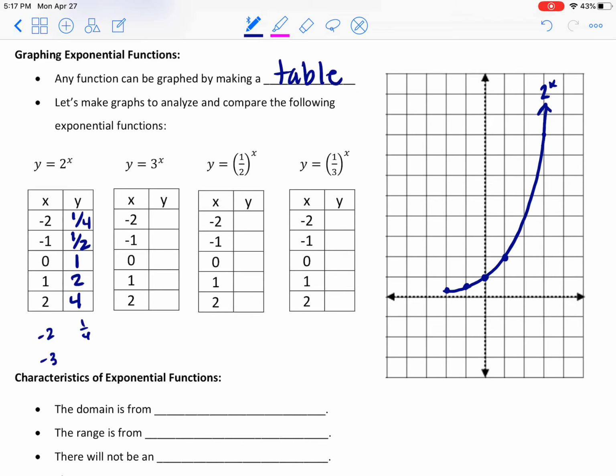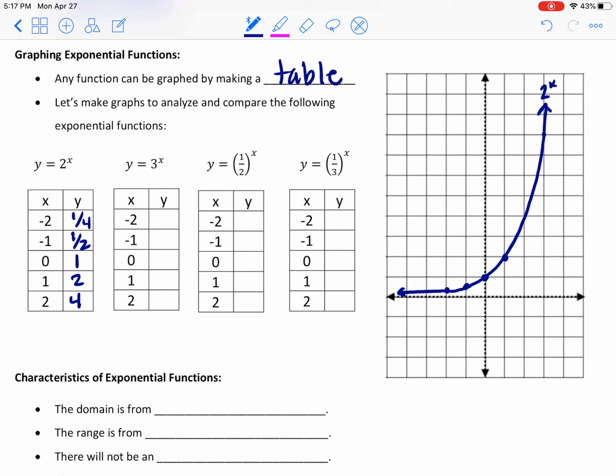So this is 2 to the x power here. Okay, now what happens in the other direction, as I keep picking smaller values of x? When I put in a negative 2, I got 1/4. It was 1 over 2 squared. If I put in a negative 3, I'm going to get 1/8. Put in a negative 4, I'm going to get 1/16.